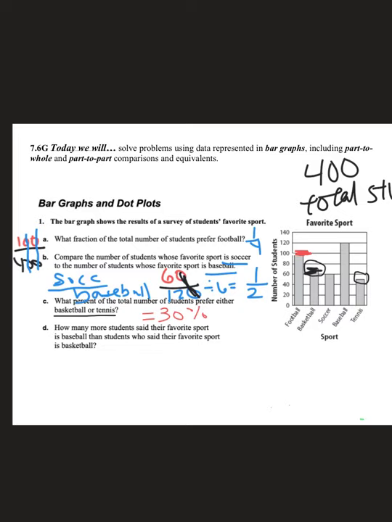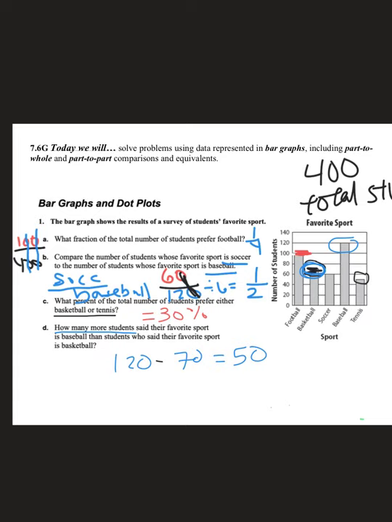All it wants to know is how many more students said that their favorite sport is baseball than students who said their favorite sport is basketball. Whenever we ask how many more, this is a very elementary school question. It's just asking us to make a comparison. So we're going to look to see how many students like baseball. We can see that there's 120. And then we're going to subtract to find out how many more than basketball. We know that basketball was 70. 120 minus 70 equals 50. So there are 50 more students who said their favorite sport is baseball compared to students who liked basketball.